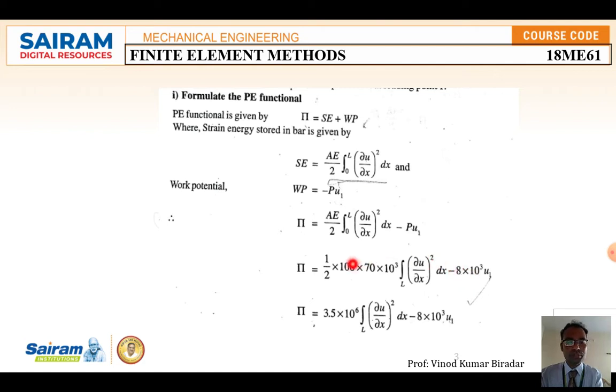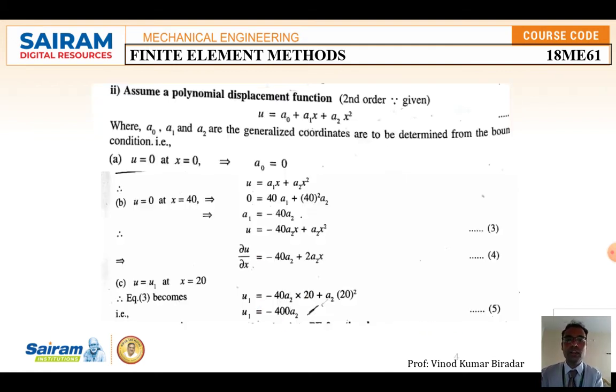After simplification you are going to get pi is equal to 3.5 into 10 to the power of 6 integration of 0 to L dou u by dou x whole square dx minus 8 into 10 to the power of 3 u1. So this is the first step, you are going to calculate the potential energy function equation. Then what is the second step? They given, assume the second order polynomial displacement function.